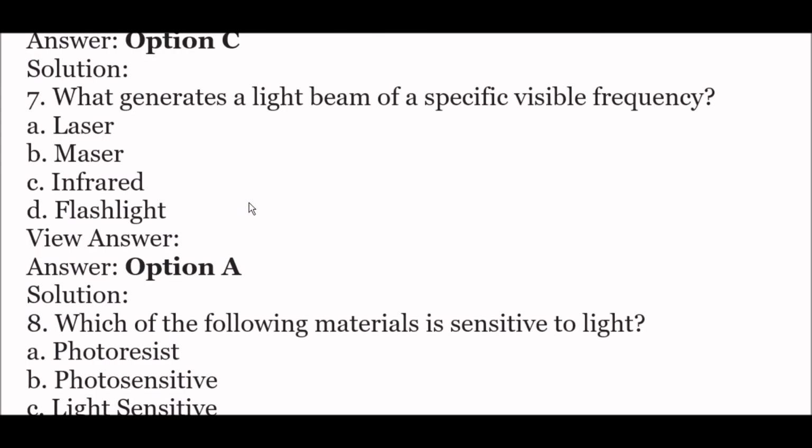Next question. What generates a light beam of a specific visible frequency? Option A, laser. Option B, maser. Option C, infrared. Option D, flashlight. Right answer is option A, laser. Okay. Laser generates a light beam of a specific visible frequency.